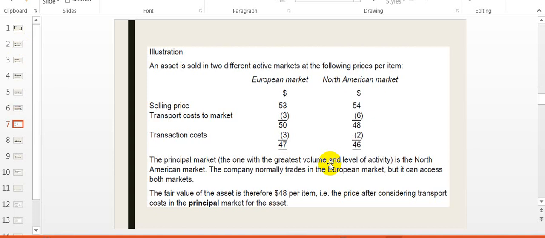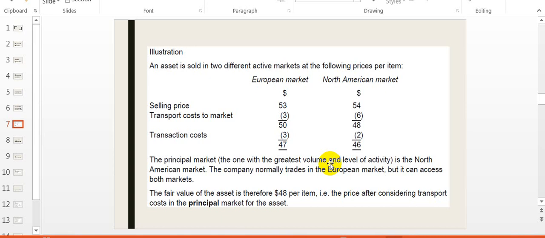So if you look at this illustration, you've got two active markets, one in Europe, one in North America. In Europe, the selling price for the same commodity, the same product is 53. In North America, it is 54. Transport costs in both markets are given there, which you add, then you are given transaction costs, which you subtract. So you have a higher profit in the European market, a lower profit in the North American market. But because the North American market is selling more, that is the principal market. Clear?